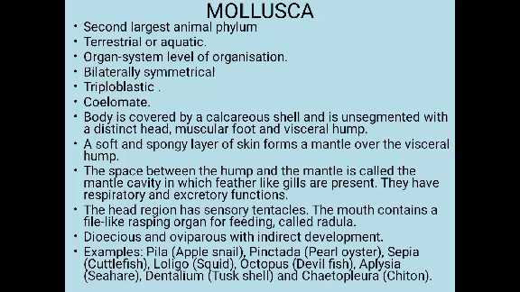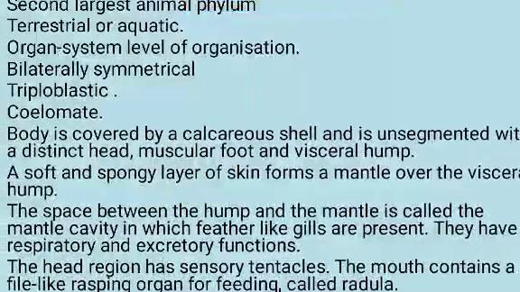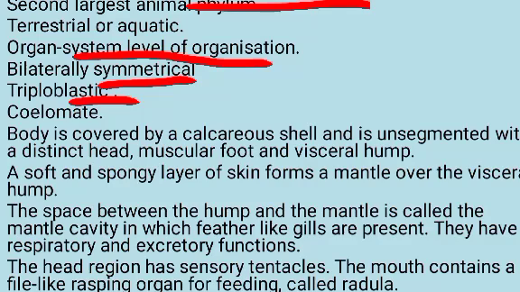Next is the phylum Mollusca. Mollusca is the second largest phylum in the animal kingdom. When we see the characteristics of mollusks, they are terrestrial or aquatic in nature. They can be seen in the terrestrial area as well as in aquatic marine water, or even in fresh water. They have organ system level of organization, and they show bilateral symmetry. They are triploblastic with ectoderm, endoderm and mesoderm, and they are coelomate animals. That is, they have a true body cavity.